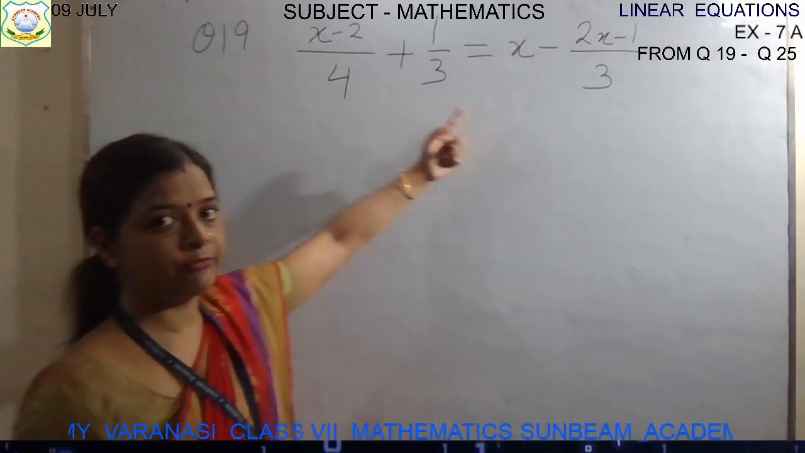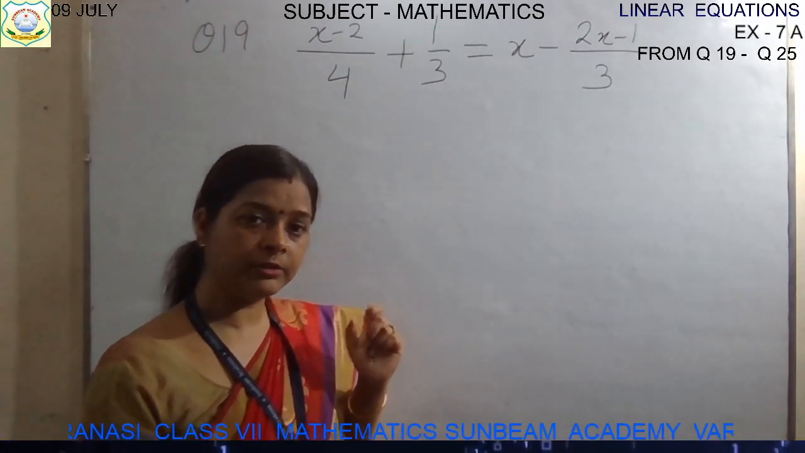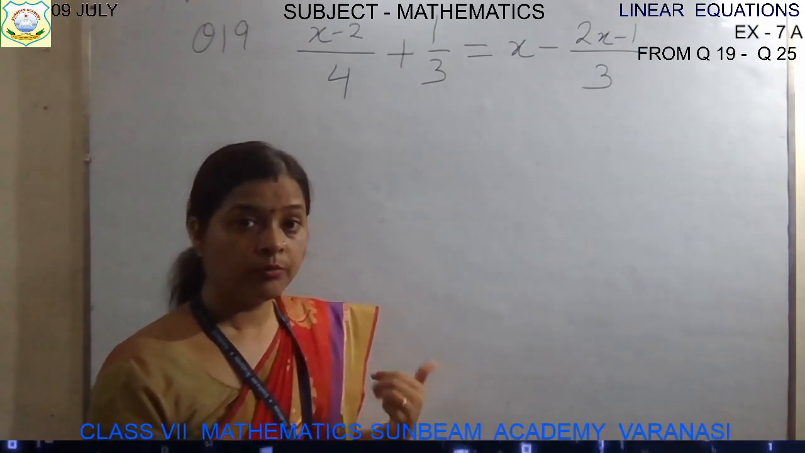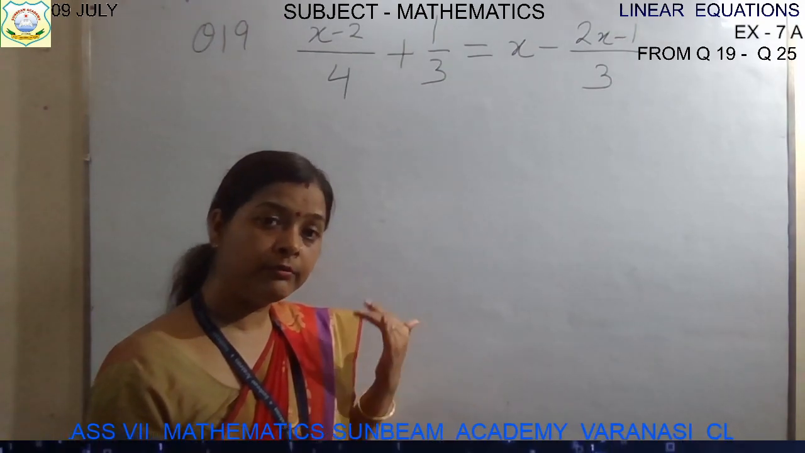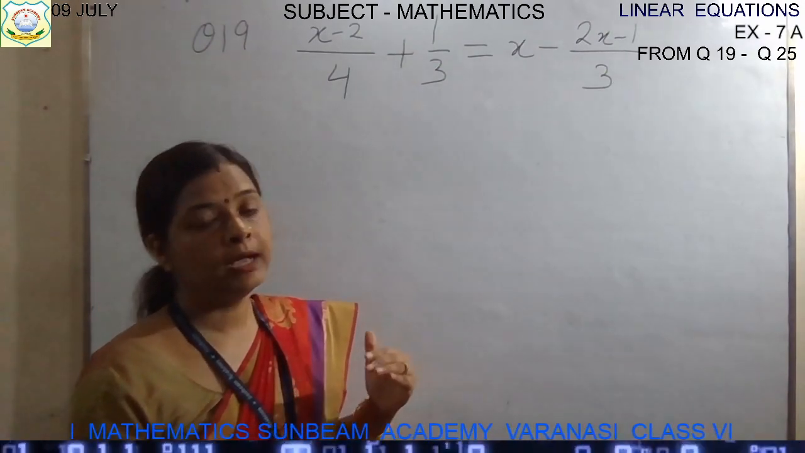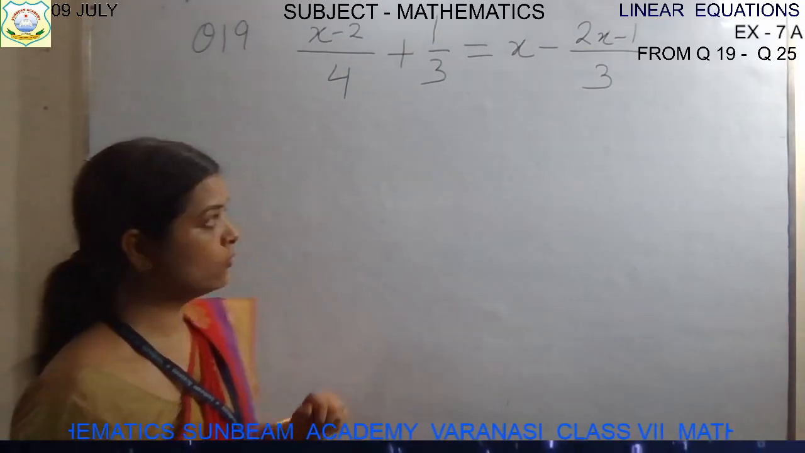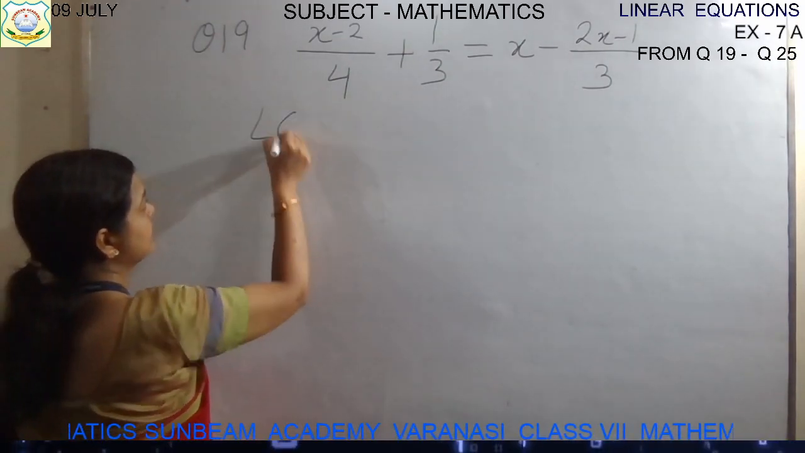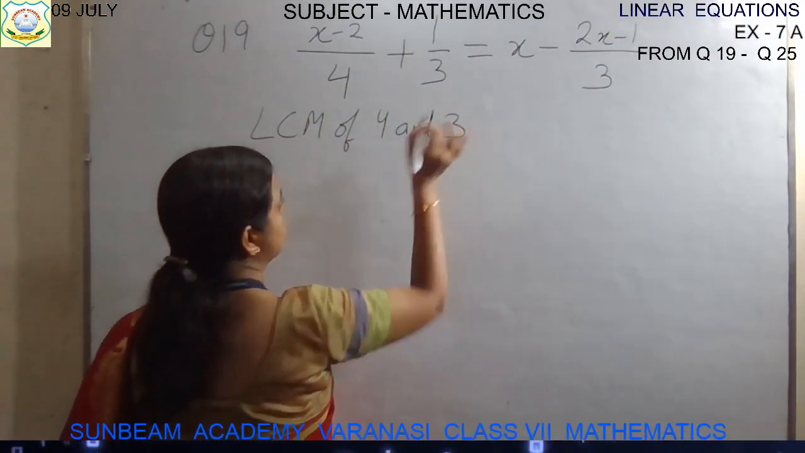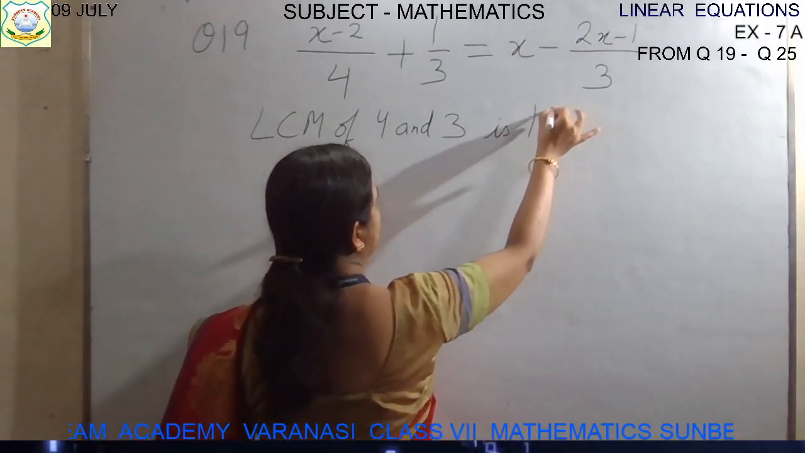You can see there are a few denominators. So, what will we do? Apply that method, children, which we have done in the previous class: if there are denominators, first we will focus on the denominator and remove it. How? By multiplying by their LCM on both sides. So what is the LCM of the denominators? First write it. LCM of 4 and 3 is 12.